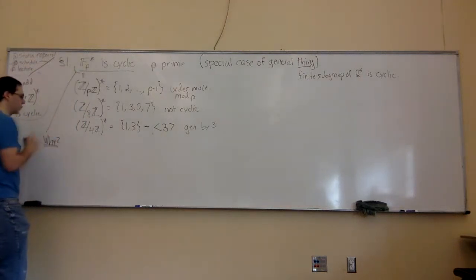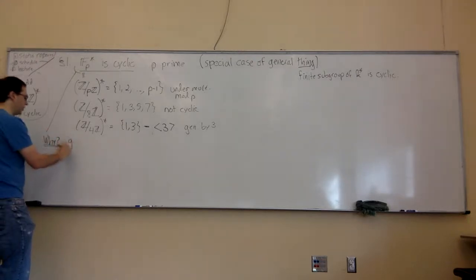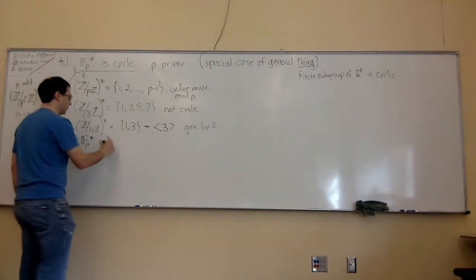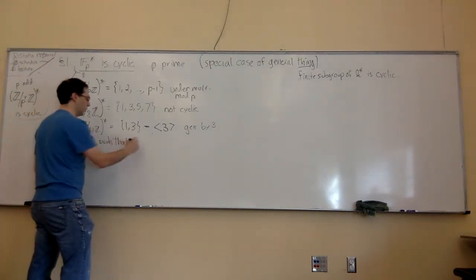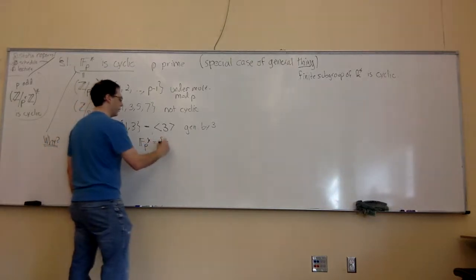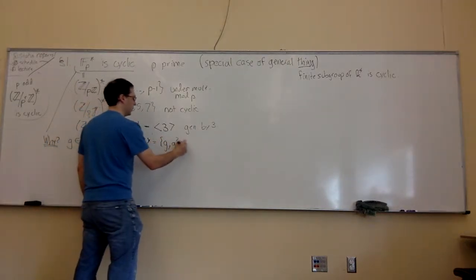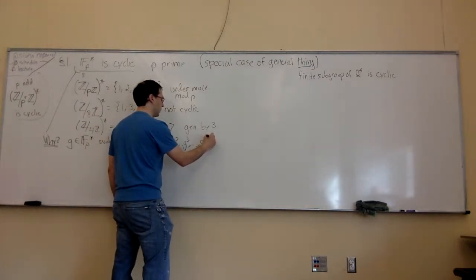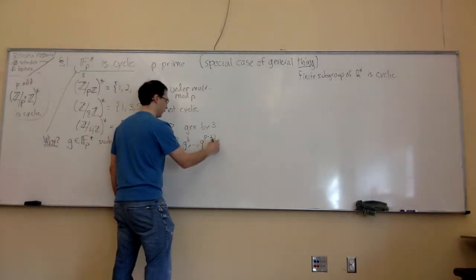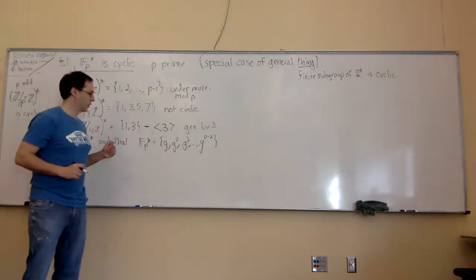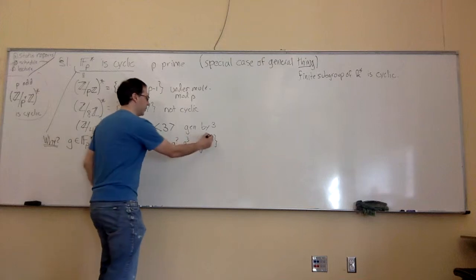So basically the question is why? Why is there some element g in F_p star such that all the elements of F_p star are the powers of that one element? g squared, g cubed, all the way up through g to the p minus 2. Actually, I should include g to the p minus 1, because I want the element 1.